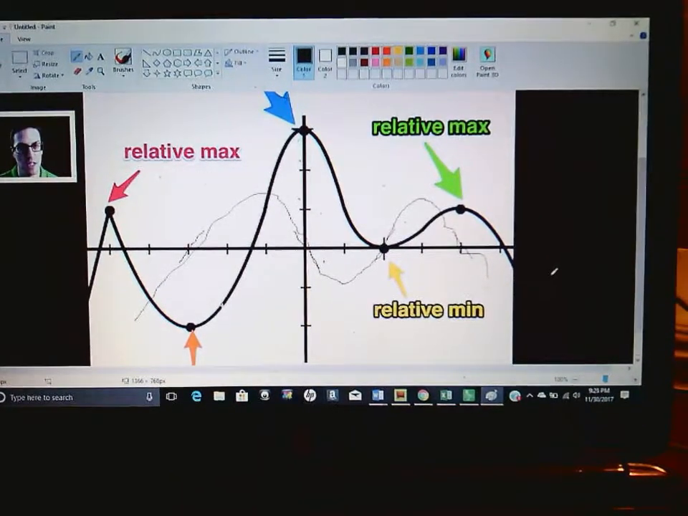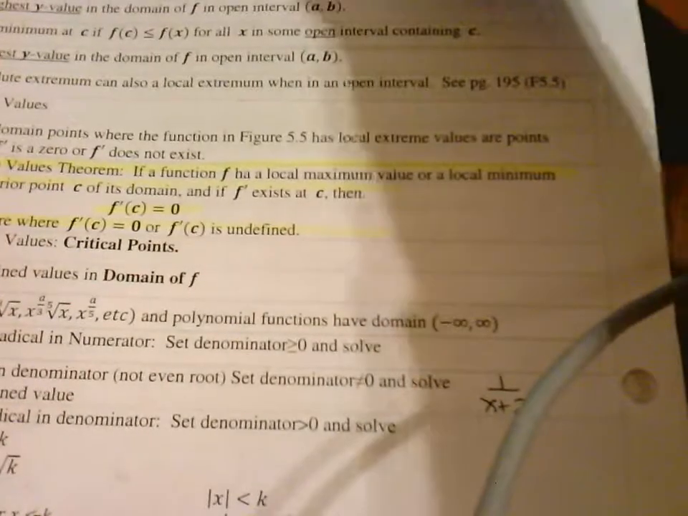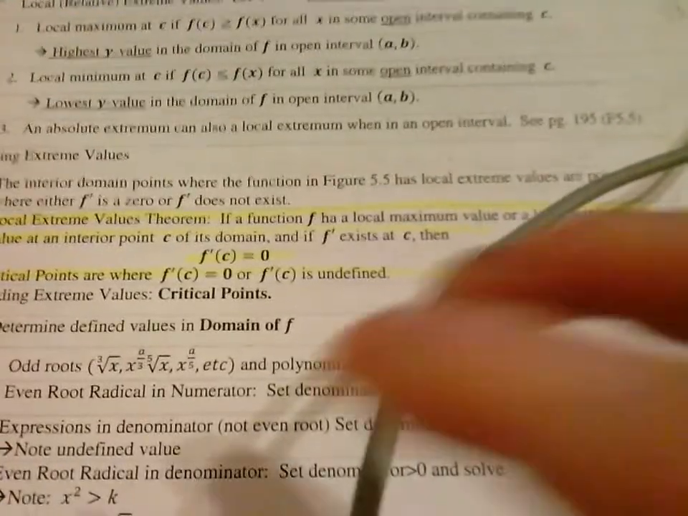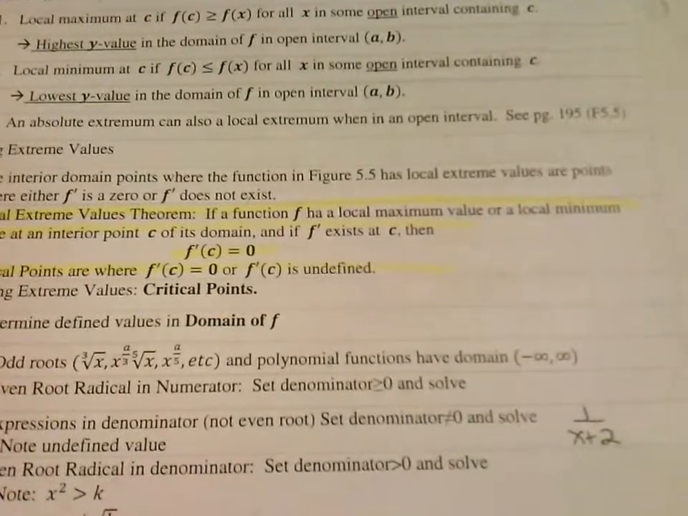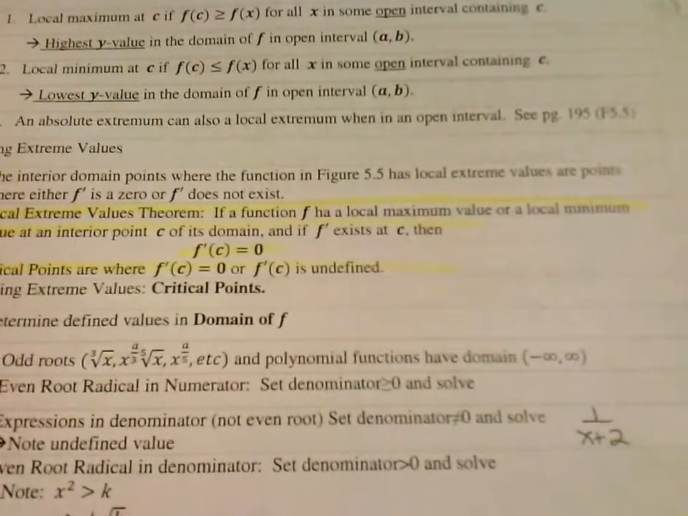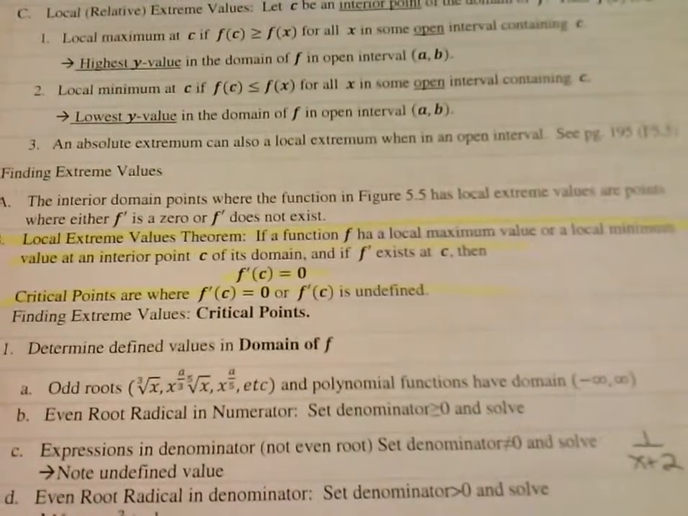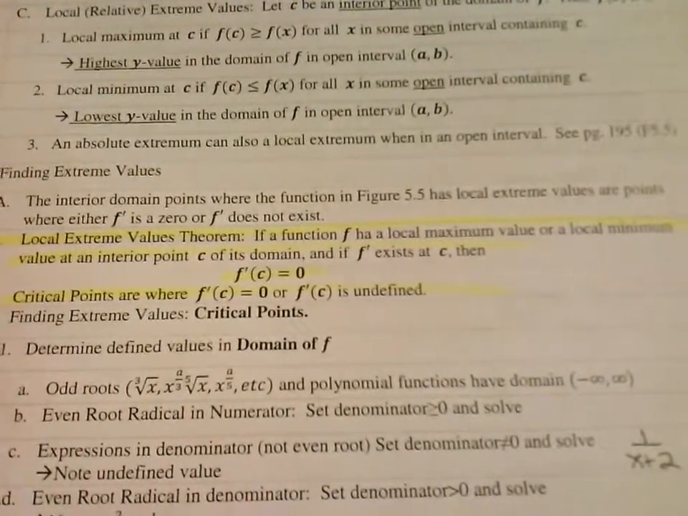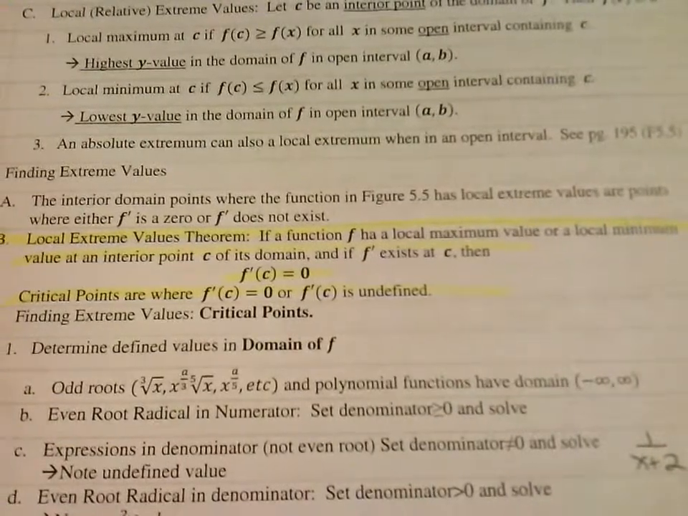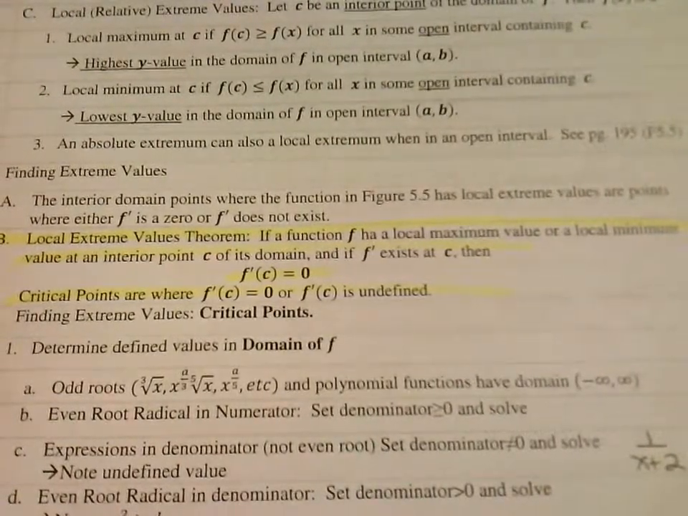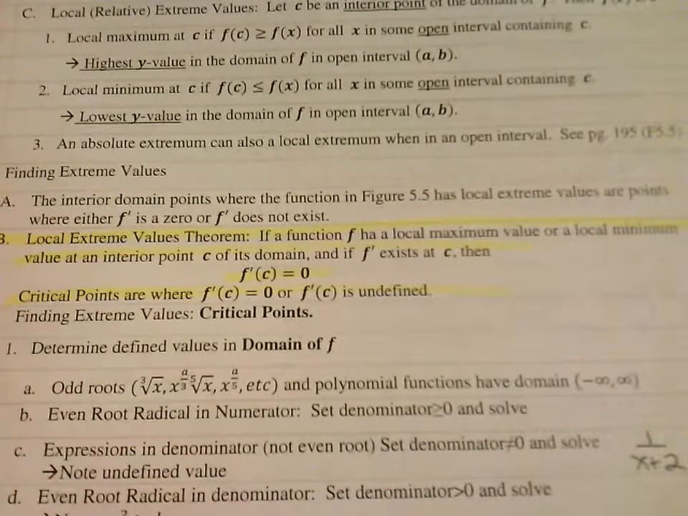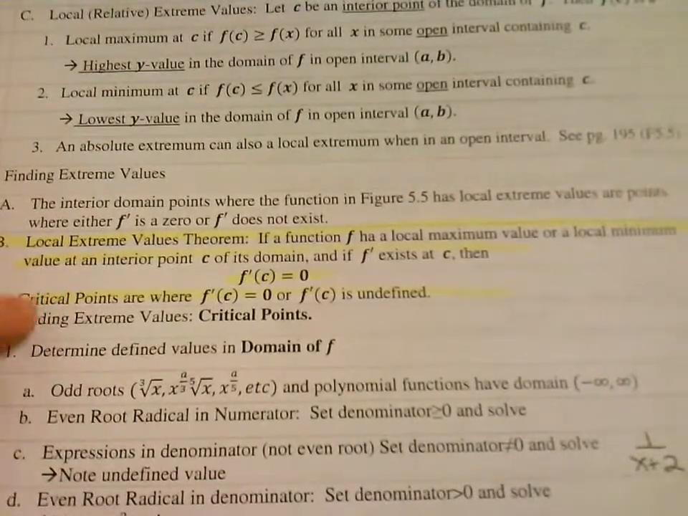Alrighty, so the extreme value theorem: if a function f has a local maximum or local minimum value, of course this also includes absolutes, at an interior point of its domain, and if the derivative exists at c, then f prime of c equals 0. The places where the derivative equals 0 are points called critical points.